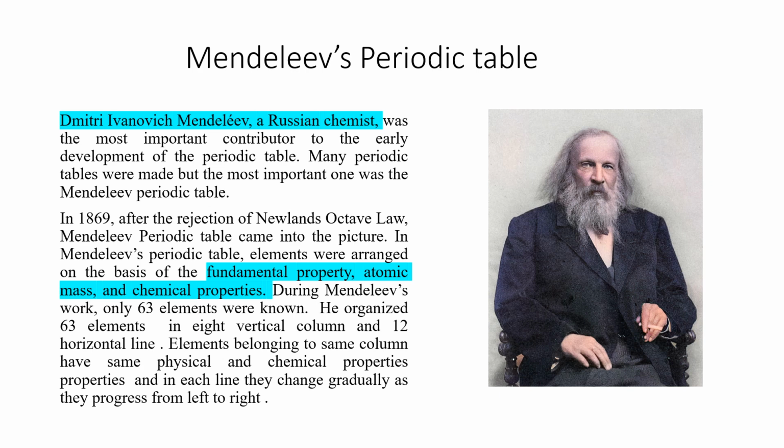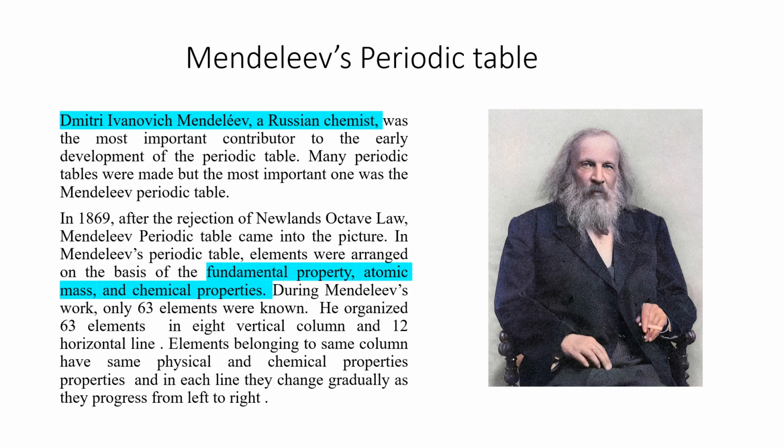After that, Mendeleev. Dmitry Ivanovich Mendeleev, a Russian chemist, was the most important contributor to early development of the periodic table. Many periodic tables were made, but the most important one was the Mendeleev periodic table. In 1869, after the rejection of Newland's octave law, Mendeleev's periodic table came into the picture.